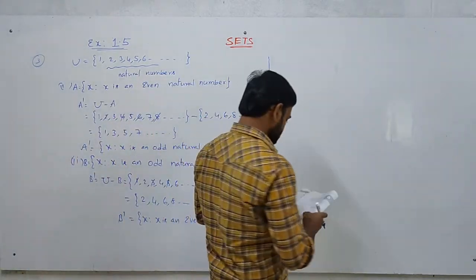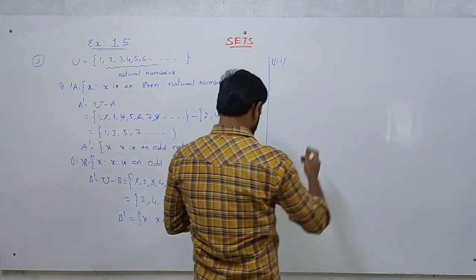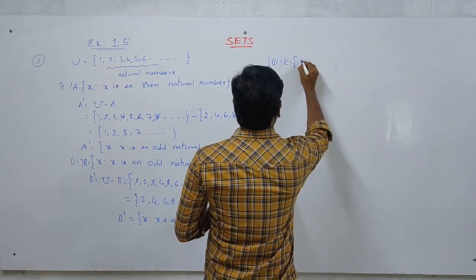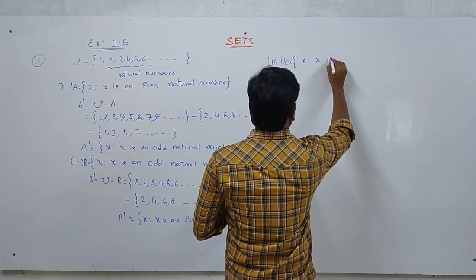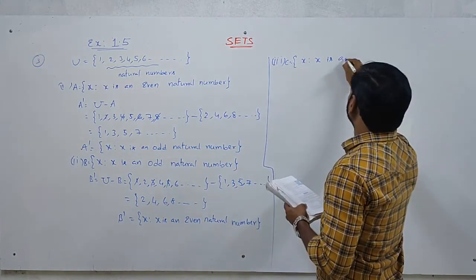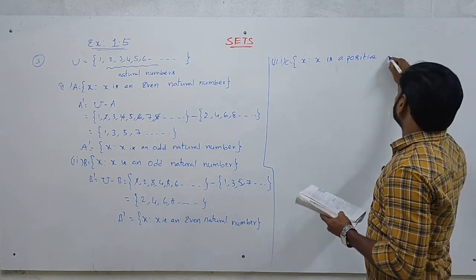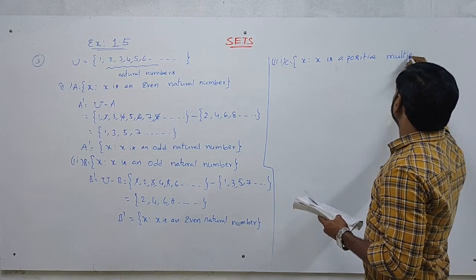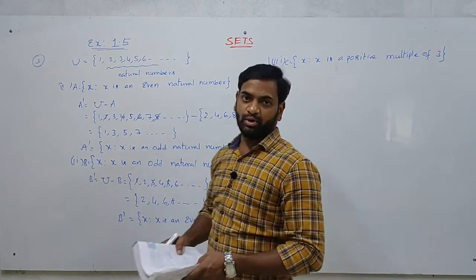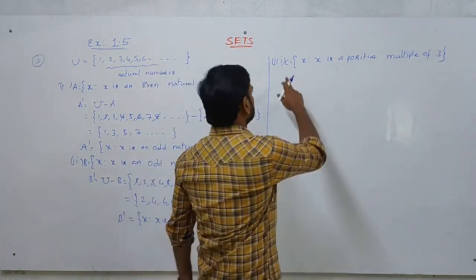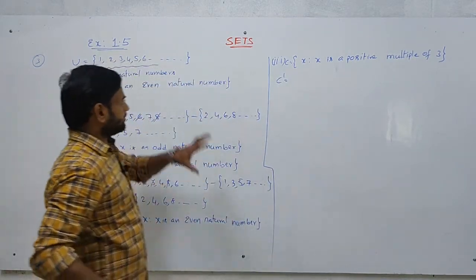See, the next one is third. I am saying, x such that x is a positive multiple of 3. So for this one we have to write the complement. What is the complement of C? It is C dash. I am writing directly here.